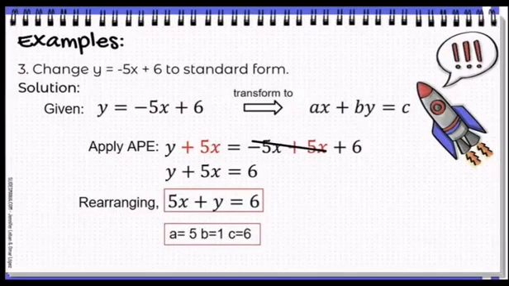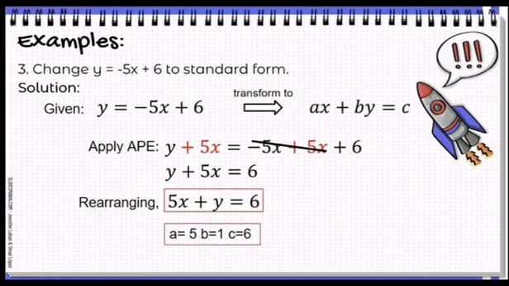Example number 3. Change y equals negative 5x plus 6 to standard form. Solution. Given y equals negative 5x plus 6. The standard form of linear equation is ax plus by equals c. Step 1. Apply addition property of equality, meaning add 5x to both sides. Hence, we have y plus 5x equals negative 5x plus 5x plus 6. Cancel negative and positive 5x, so we now have y plus 5x equals 6. And rearranging it, we get 5x plus y equals 6. So this is now the standard form in which the values of a, b, and c are 5, 1, and 6 respectively.